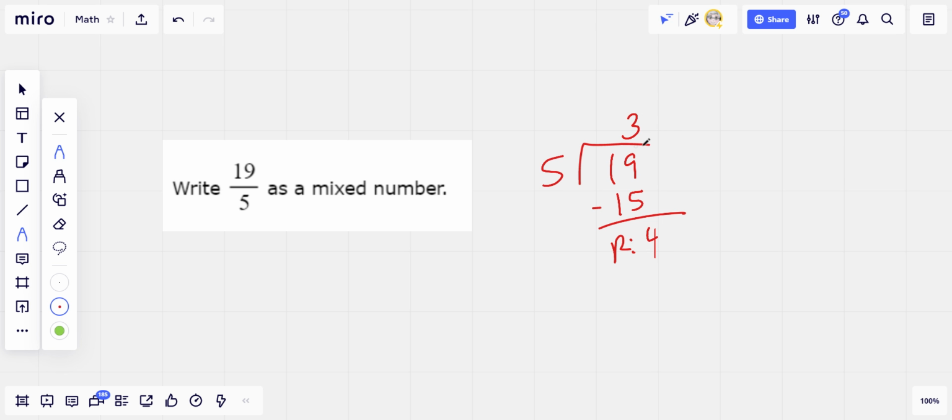So our whole number part is 3, and the numerator of our fraction is 4, and the denominator is that 5 that we had originally. So 19/5 is the same as 3 and 4/5.